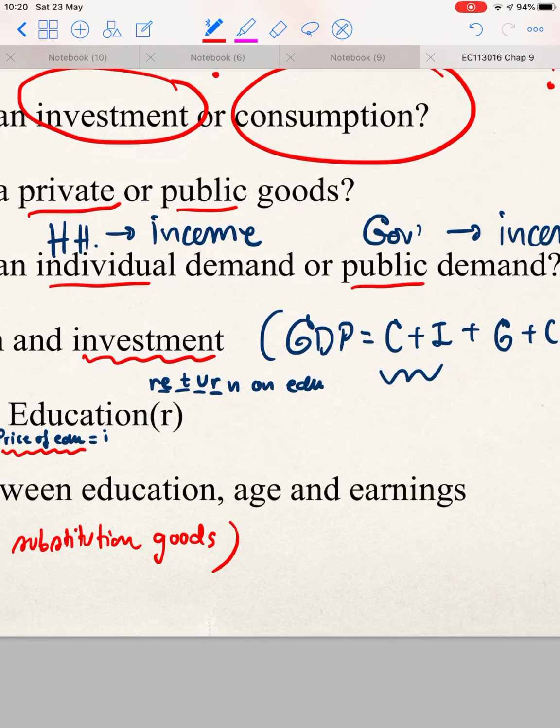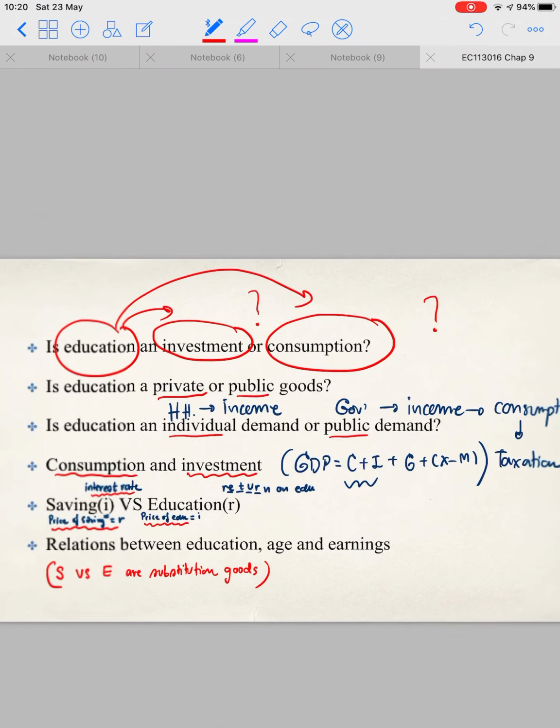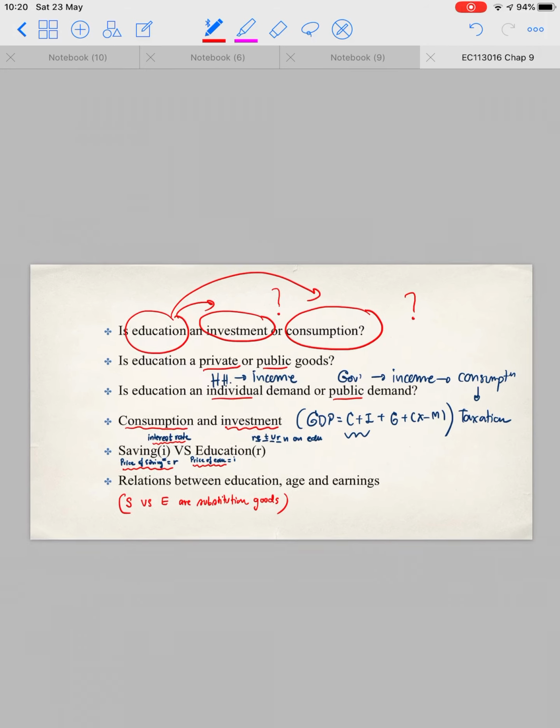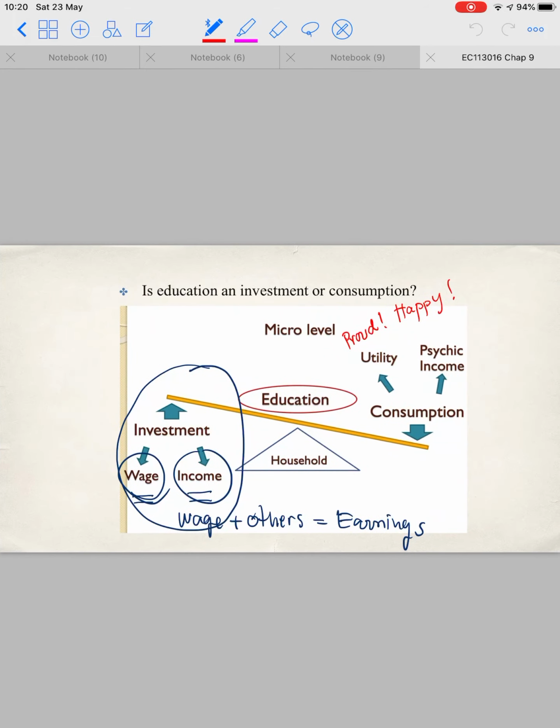Relation between education, age, and earning. Okay, all of this is chapter 9. First, is education an investment or consumption? This is the first question.